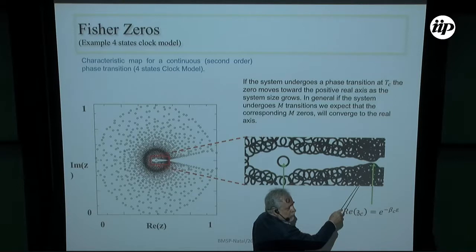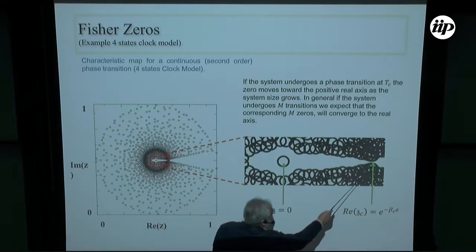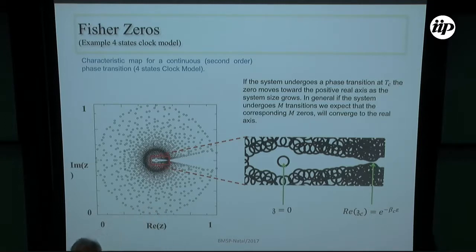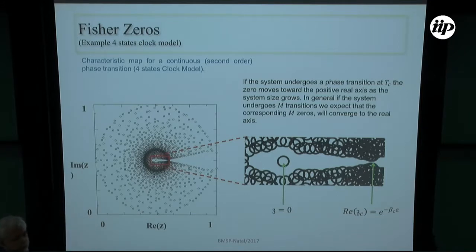This zero will coalesce in the real axis at the infinite volume. I will name this one the dominant zero. Dominant, you understand very fast why I name it dominant zero. And this zero is related to temperature. The real part is given by exponential minus beta critical epsilon. The critical temperature can be obtained from here. Okay, so this is a good example.